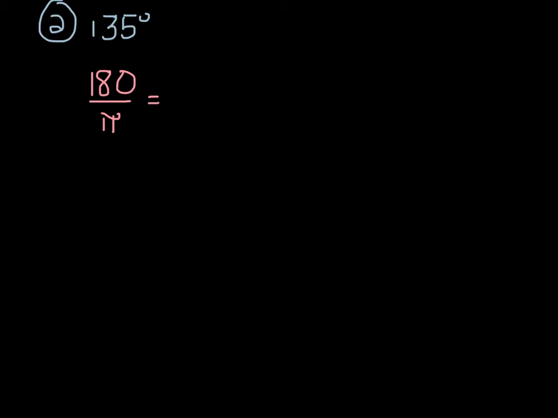So on this other side, I'm going to put the 135 across from the 180, because they're both degrees. My x is going to go down here because the radians is what I'm trying to find. I'm trying to find the radian value. Let's cross multiply.